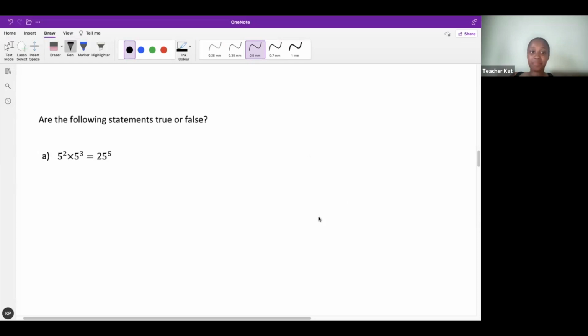Okay. All right, guys, what does law number 1 say? We are multiplying here and we have the same bases, right? So thank you, we're supposed to add our exponents. Do we do anything with those bases?